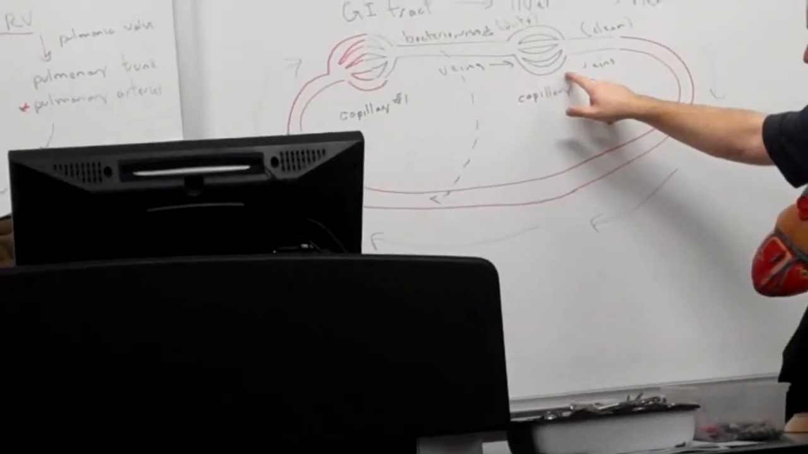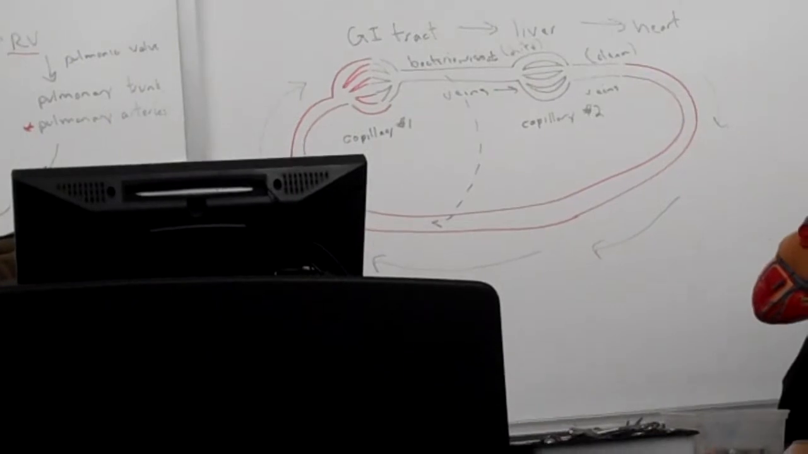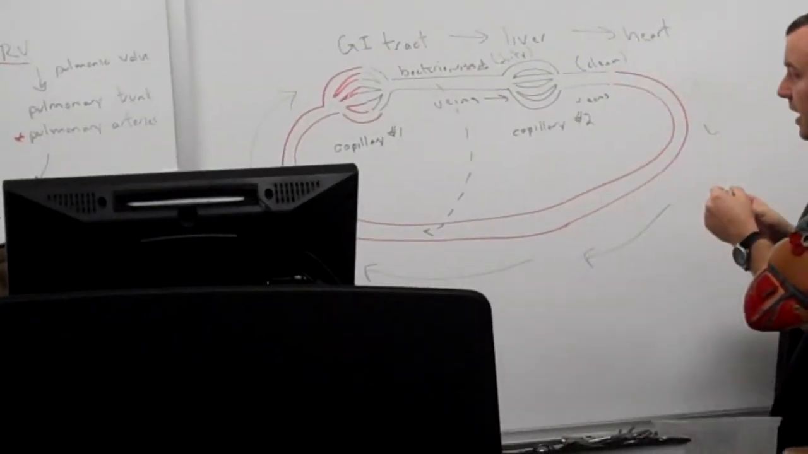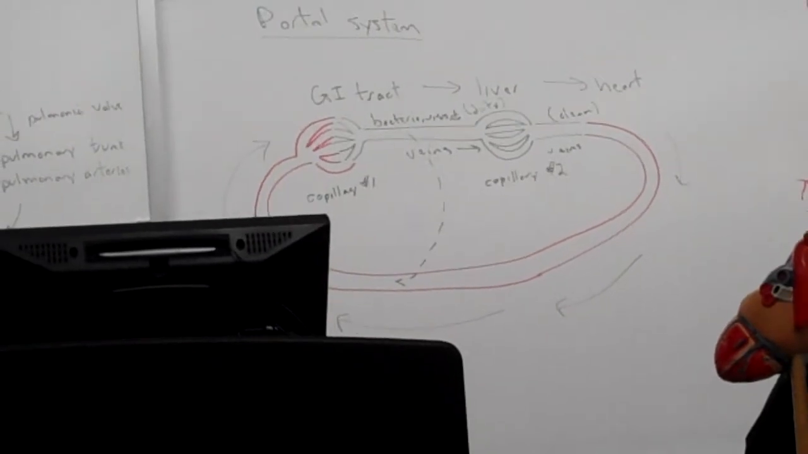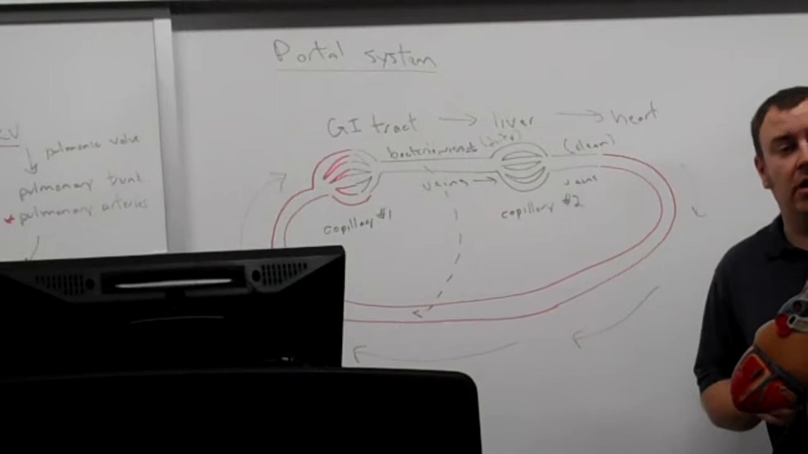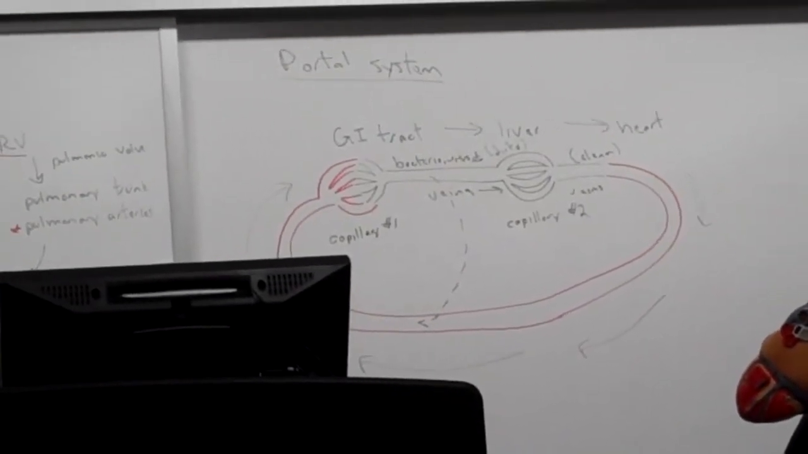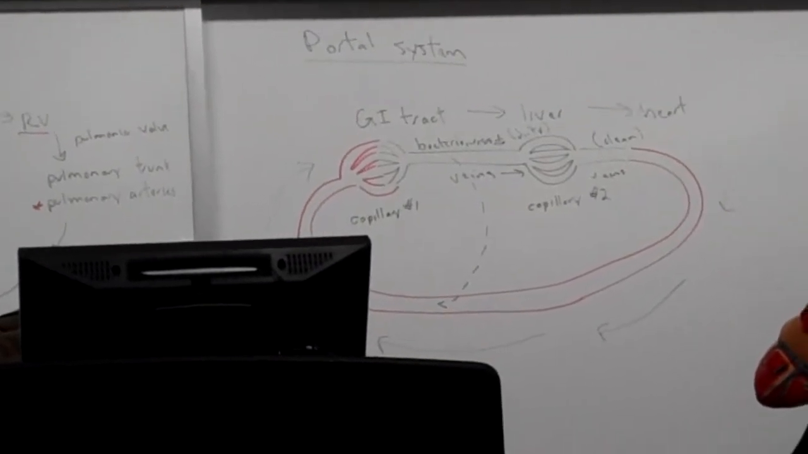Once the second capillary bed forms, there's veins in the liver, and those hepatic veins, as we refer to them, will then dump back into systemic circulation, because now this blood is clean. It's ready to go back to the heart, get reoxygenated through the lungs, and then go through a circuit again. So let me explain that one more time.